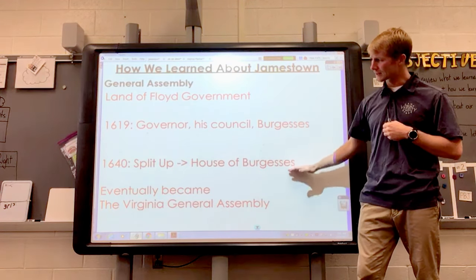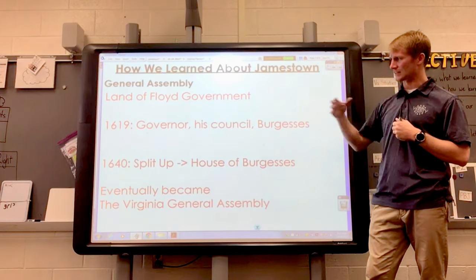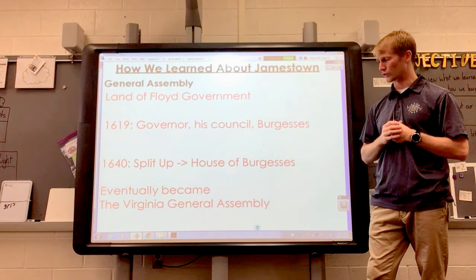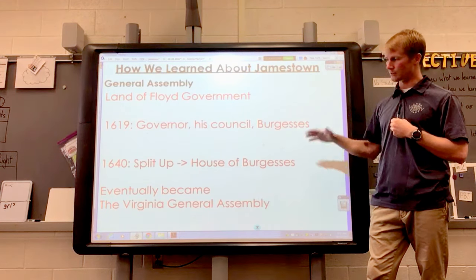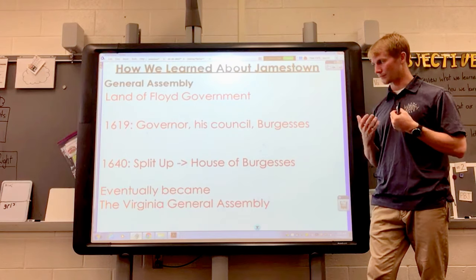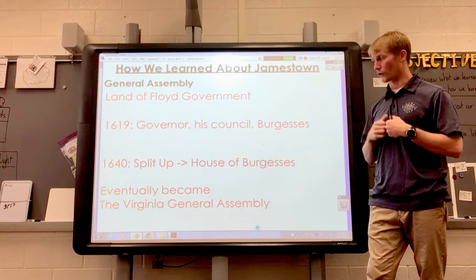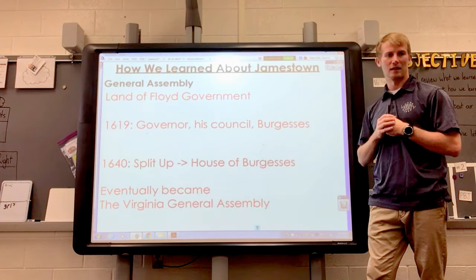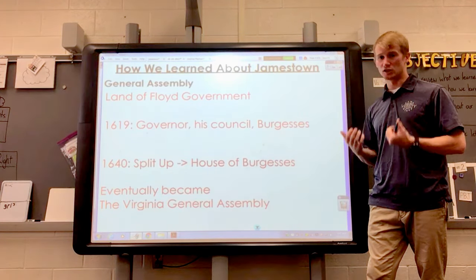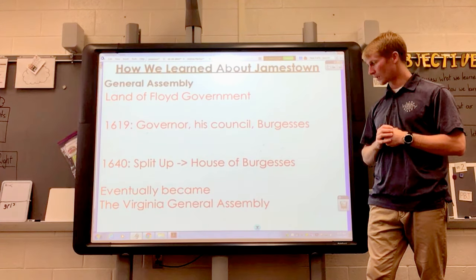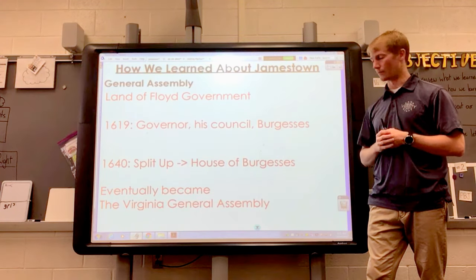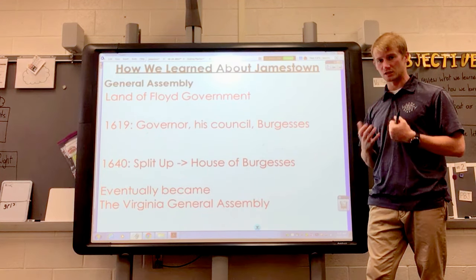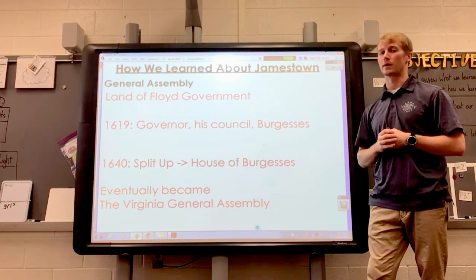Some important dates and things to remember about the General Assembly is that in 1619, that's when the first General Assembly happened in Virginia and in Jamestown. But eventually, by 1640, they split up. They met as separate parts of our government. The House of Burgesses eventually got its name, and it met as the first legislative or lawmaking body in English North America. Eventually, it became the Virginia General Assembly, which is still our legislative or lawmaking body today.